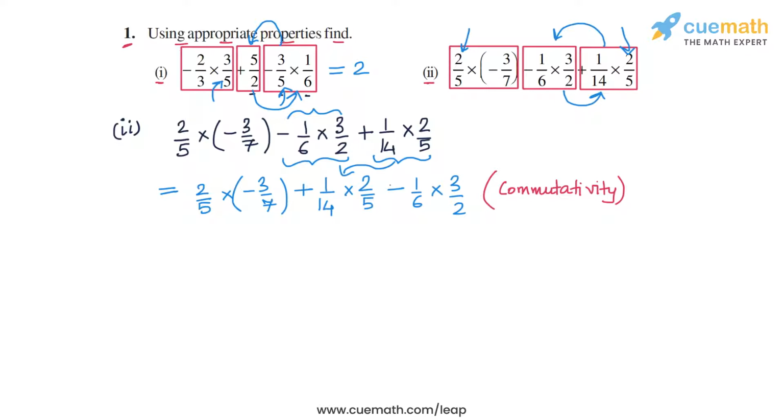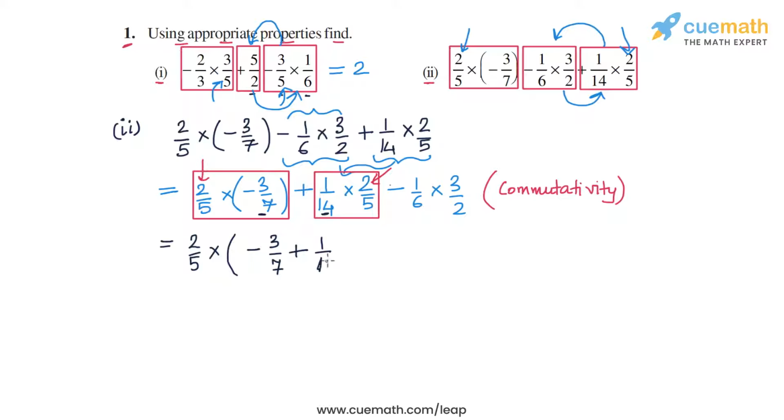Alright, now if we look at this part and the new second part, these two have a common term of 2 by 5. So we can take out the 2 by 5 as a common multiplier. We can write this as 2 by 5 into, and then we have minus 3 by 7 from the first part, and then plus 1 by 14 from the second part. And we can do this because multiplication is distributive over addition and subtraction.